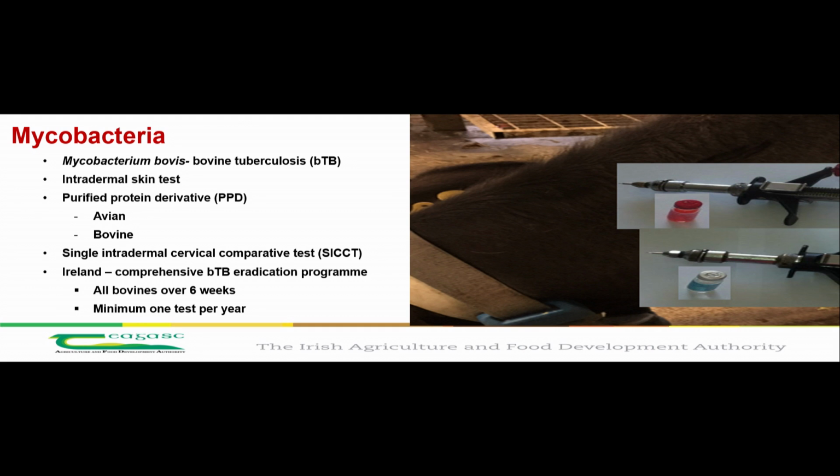For those of you who are unfamiliar with the process, avian PPD is injected on top and bovine PPD is injected below. The vet takes repeat skin thickness measurements at 72 hours, and an animal infected with M. bovis records a skin thickness 4 millimeters greater at the bovine site than the avian site. In Ireland, we operate a comprehensive TB eradication program, with all bovines over 6 weeks of age being subjected to a minimum of 1 test per year.